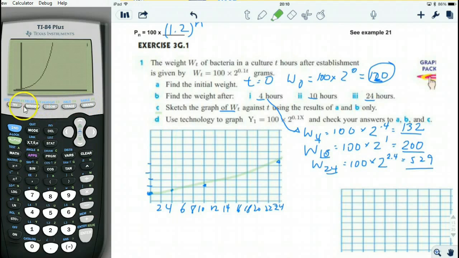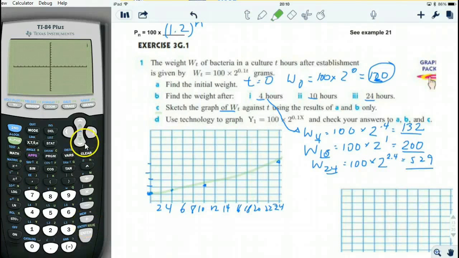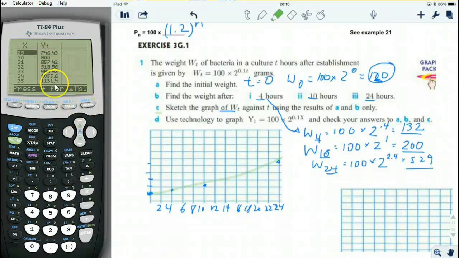Now my window is kind of weird, so let me change the window size to the regular size. So I'll do zoom. Zoom standard is 6. That's what you should always start with. Okay, let's check our answers. Well, to check our answers, it's better to use tables. So we do second table, and actually the first window size I had was probably better. The zoom standard doesn't show these big numbers, does it?